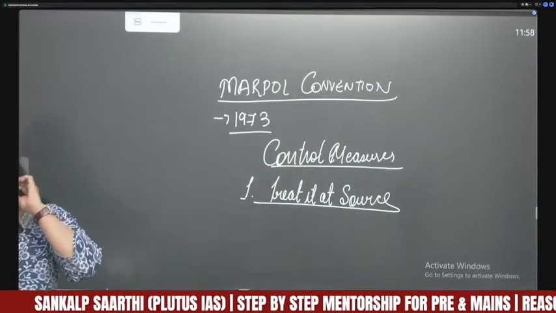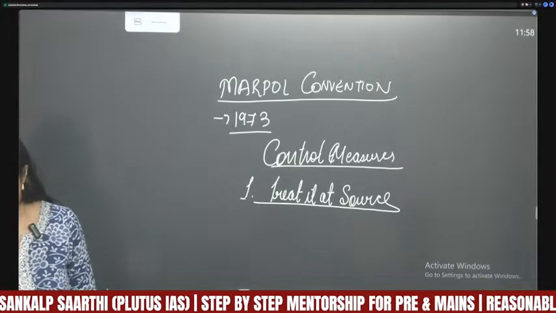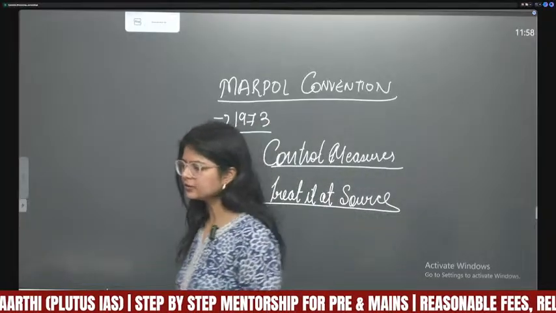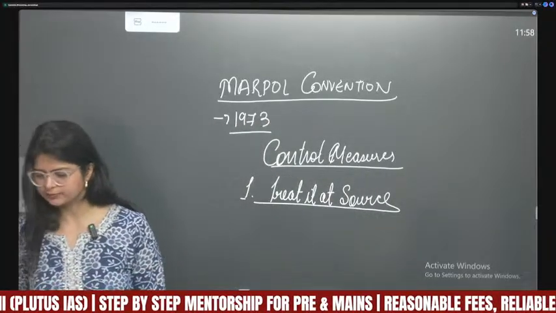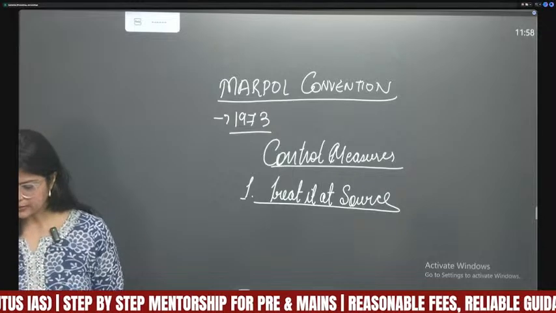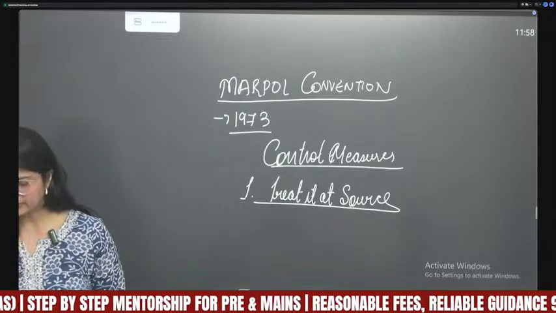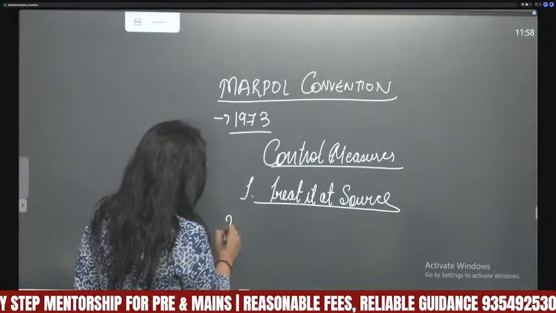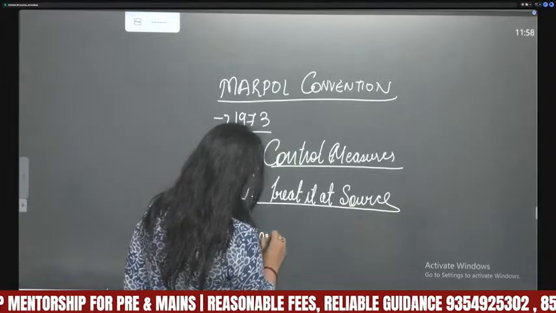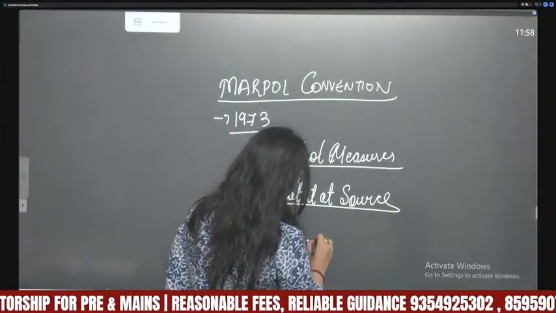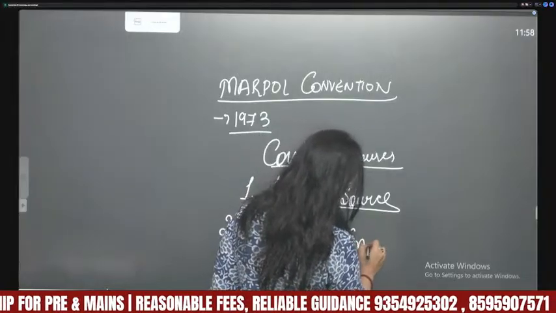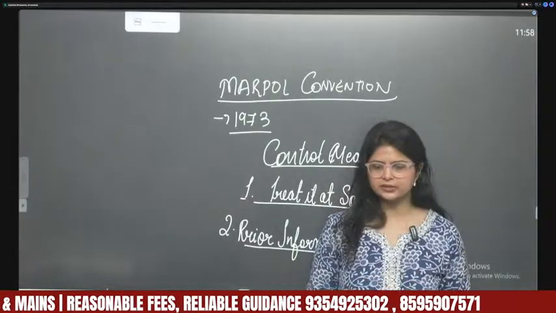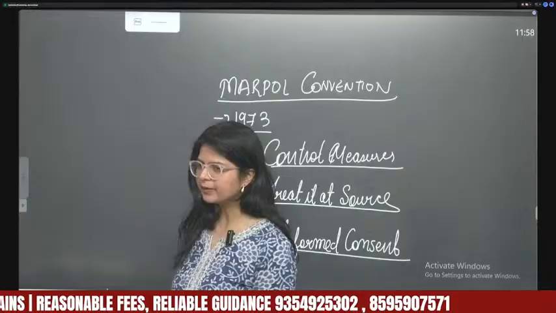Write down. Parties must reduce hazardous waste generation at the national level. Next is prior informed consent. Whose consent are we taking? The countries where we are transporting all this material. So we should have a prior consent of that country.